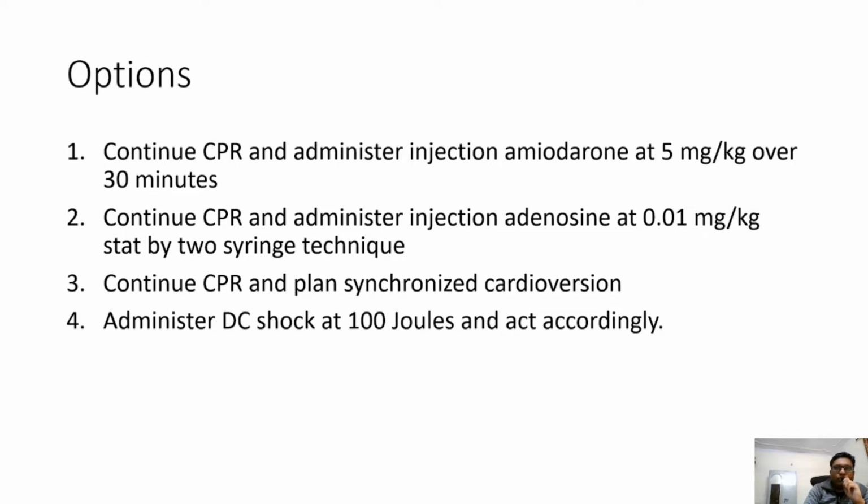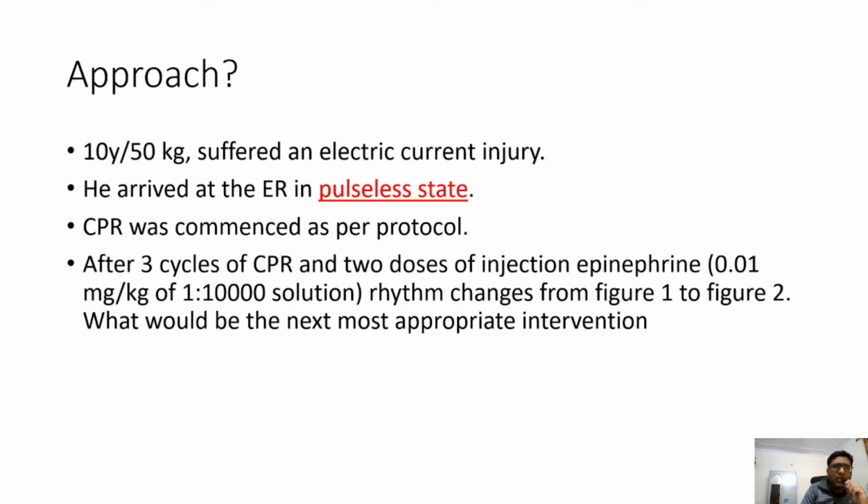So how should we approach this case? First of all, it should be clear what the common arrest rhythms are, what the scenario was initially, and what it changed to. We had a 10-year-old 50 kg child who had suffered an electrical current injury. He arrived at the ER in a pulseless state. That means he was in cardiac arrest.